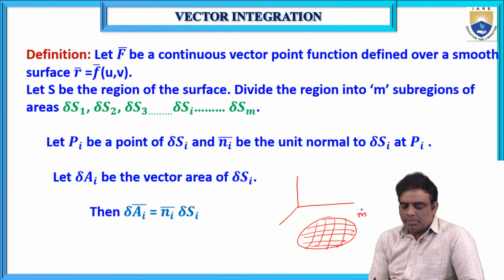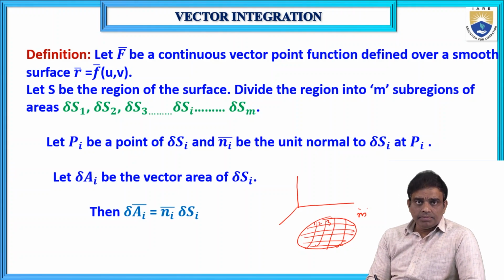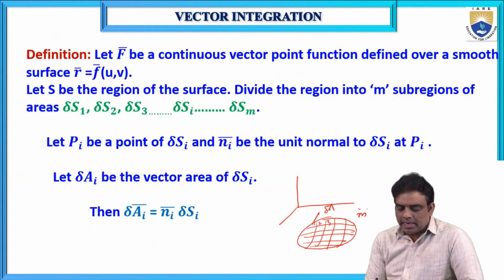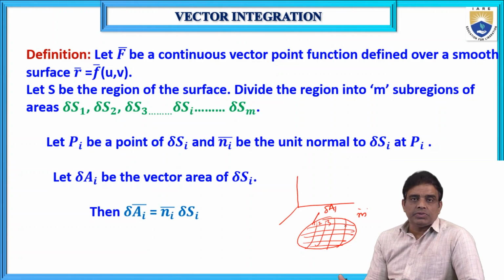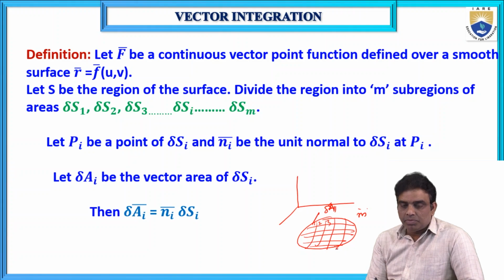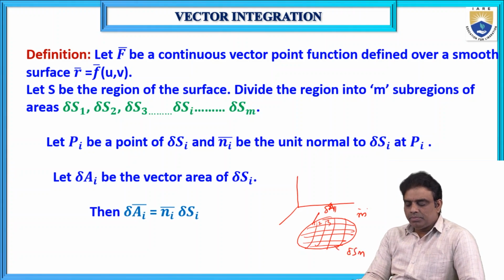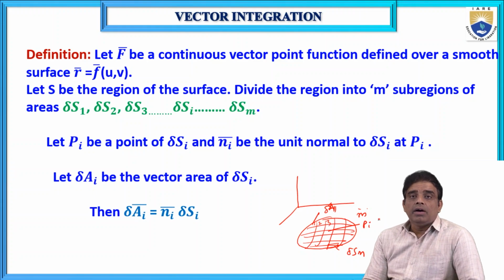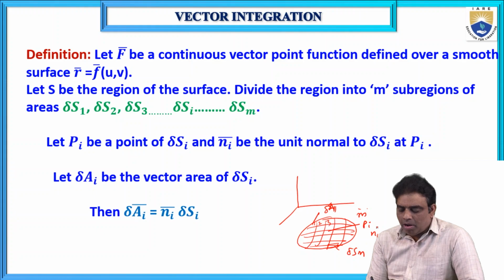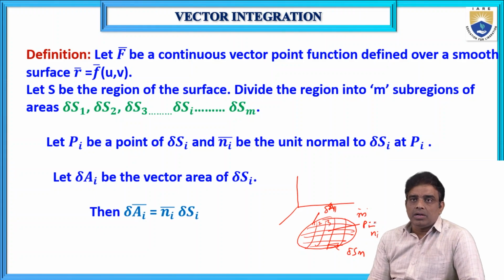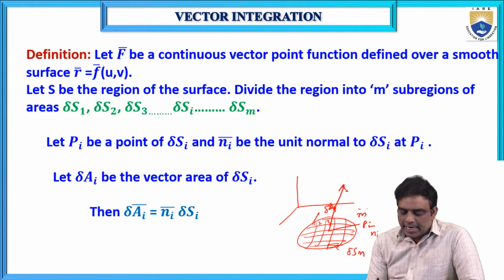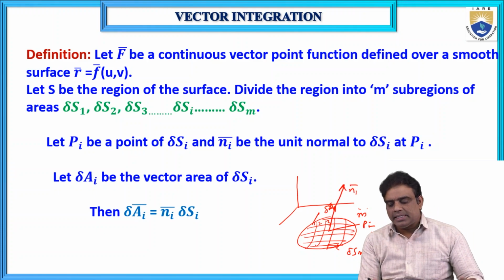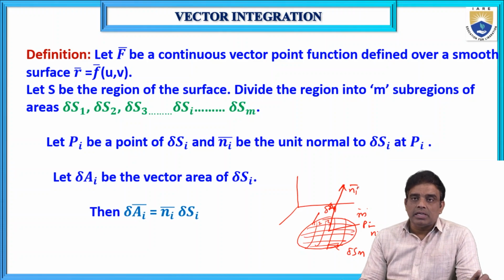Divide the region into m subregions. Clearly this is the first region, second region, third region, and so on, m regions whose areas are delta A1, delta A2, or delta S1, delta S2, and so on, delta Sm. So this is the mth surface, a small rectangle. Let Pi be any point of delta Si, and Ni bar is the unit outward normal vector to delta Si at the point Pi. This is Ni bar or Ni cap. Ni is the outward normal vector to the surface.